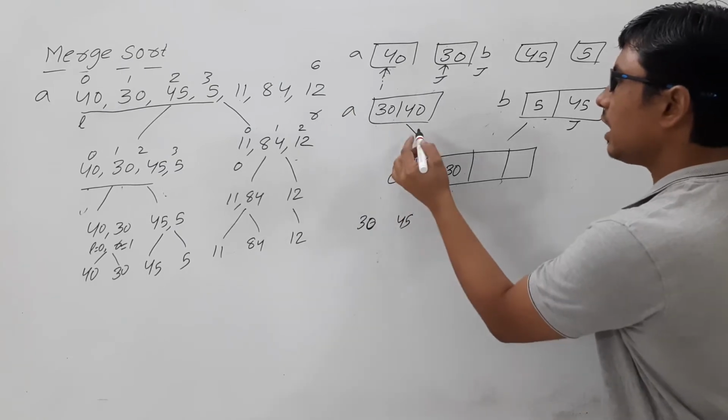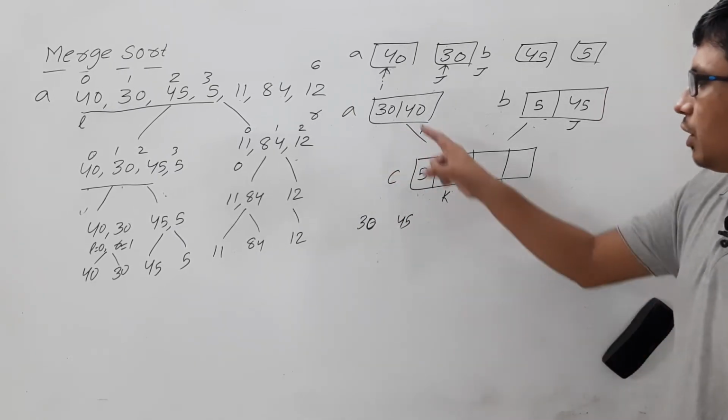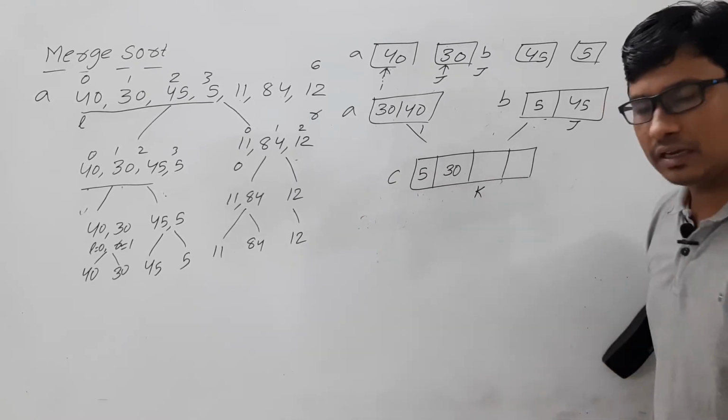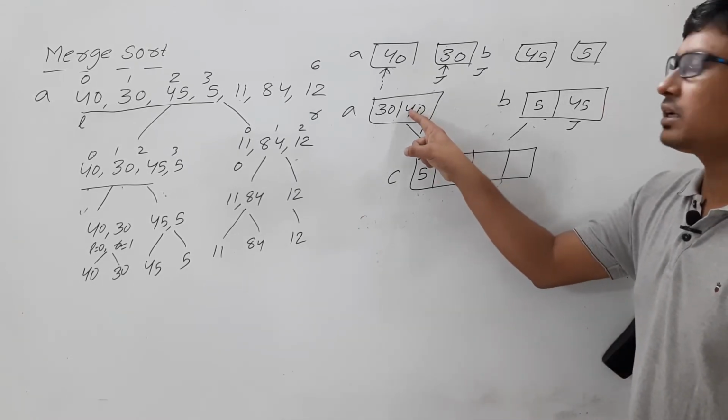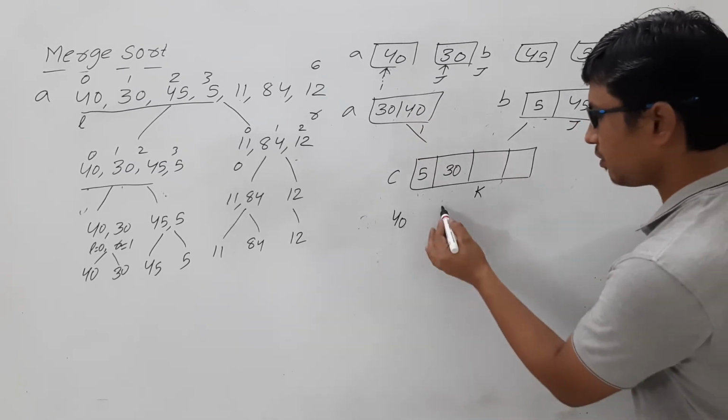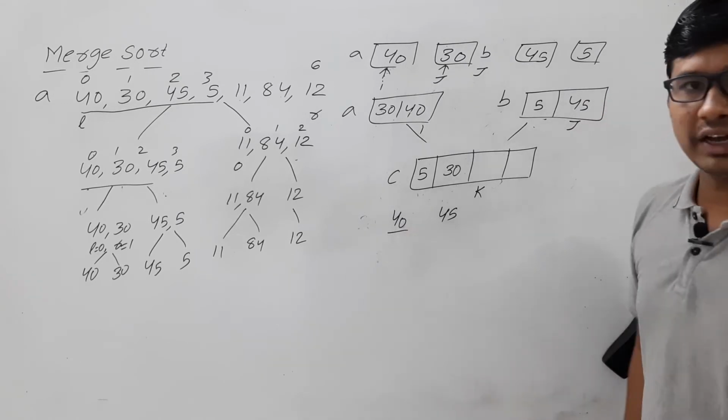Now increment the I value. Okay. Now again compare the A of I. Now again you need to increment the k value. Okay. Now compare again. A of I is 40, B of j is 45.